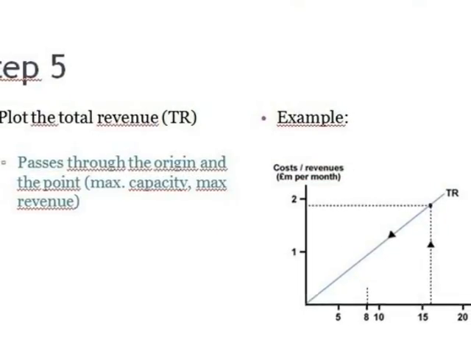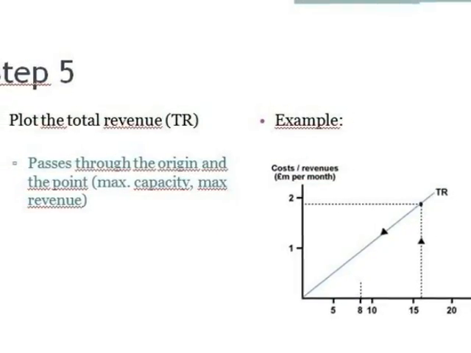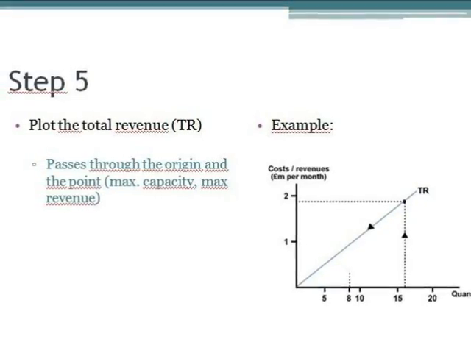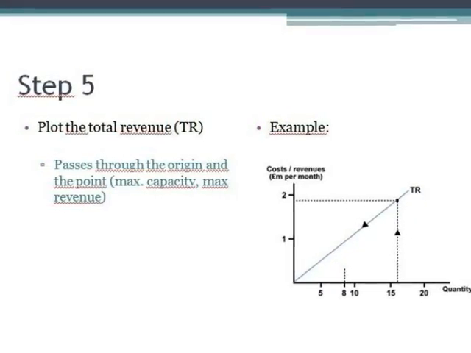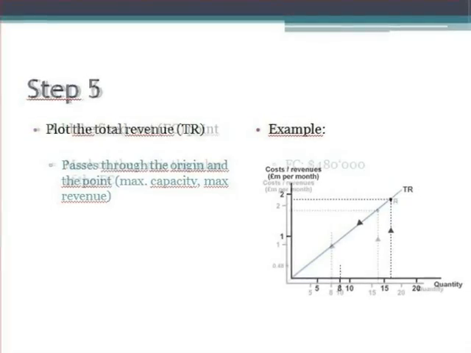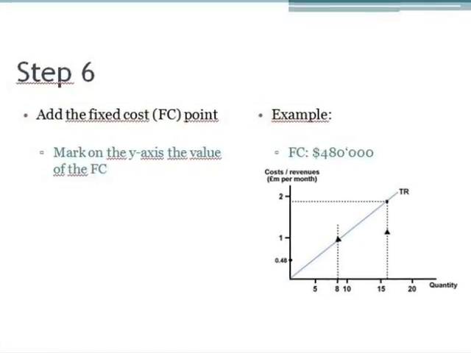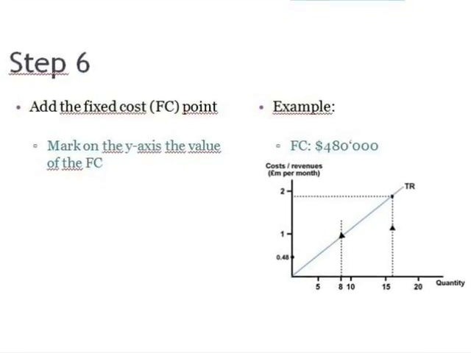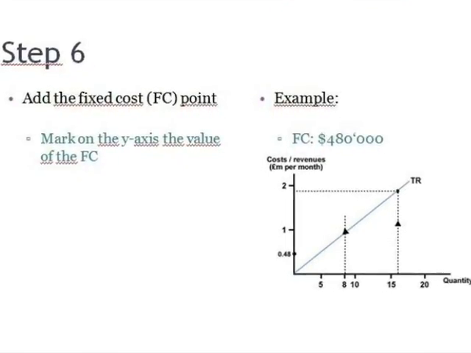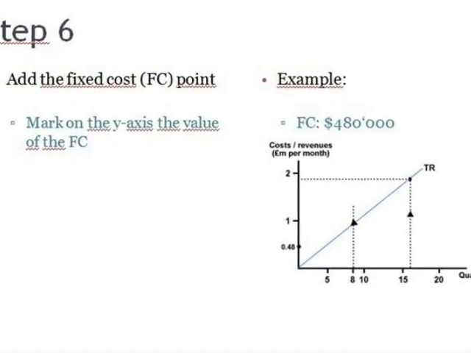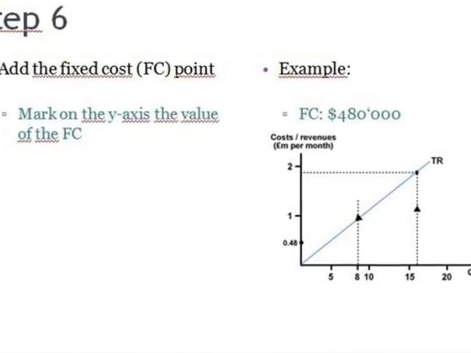In a fifth step, we need to plot the total revenue. This is fairly simple as it passes through the origin and the point where maximum revenue and maximum capacity meet. Now the fixed cost needs to be added to the diagram. This needs to be marked on the y-axis. In our example, the fixed cost is $480,000, so we mark this on the y-axis.